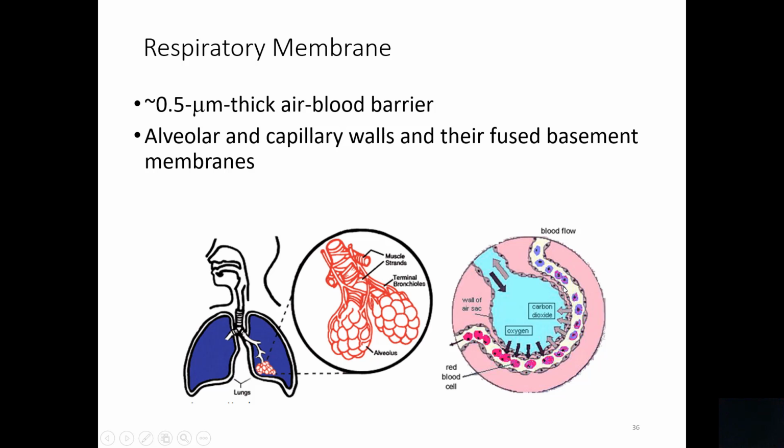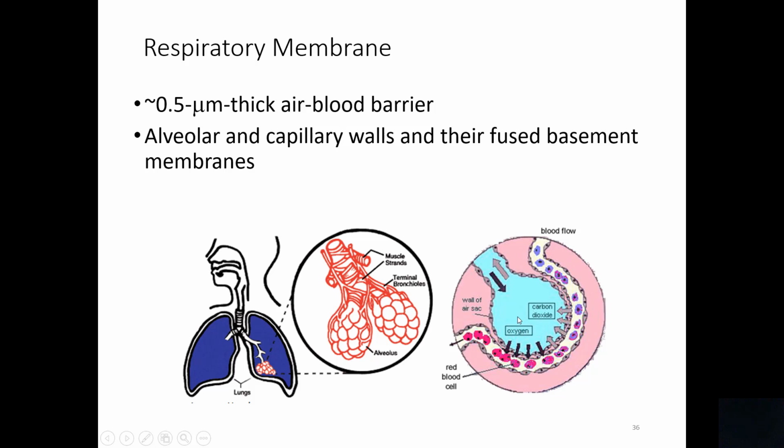Respiratory membrane. So that wall that separates the inner surface of the alveolus from the blood vessel, capillaries, is called respiratory membrane. It is made of 2 layers of cells. One layer will be simple squamous epithelium that makes the wall of the capillaries. Another would be simple squamous epithelium, making the wall of the alveolus, and between them there will be a basement membrane which is fused for both.